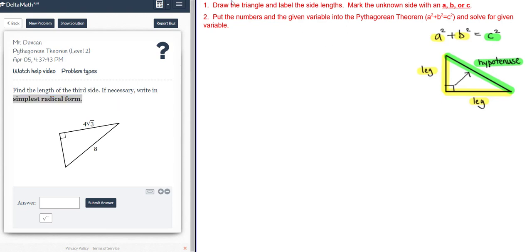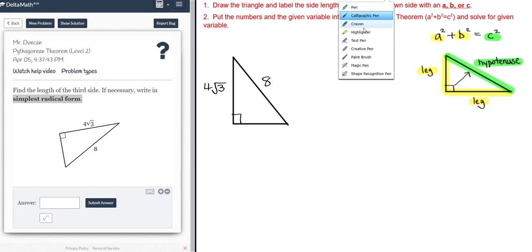Okay, so let's draw the triangle and label the side lengths. So draw something that looks relatively close to what you have here. It almost looks like the same problem, but the difference here is this side is 4. Actually, I can do a better 4 than that. So we have 4 square root 3. I don't know this side. There's my right angle, but I do know this side, so we know the hypotenuse here.